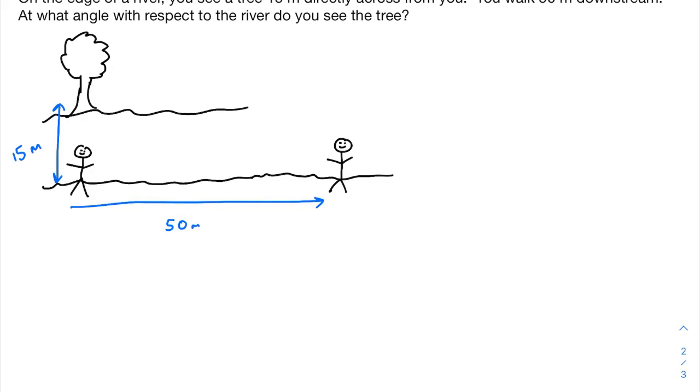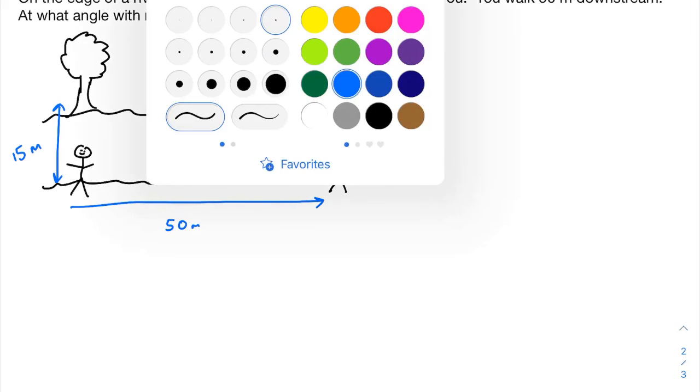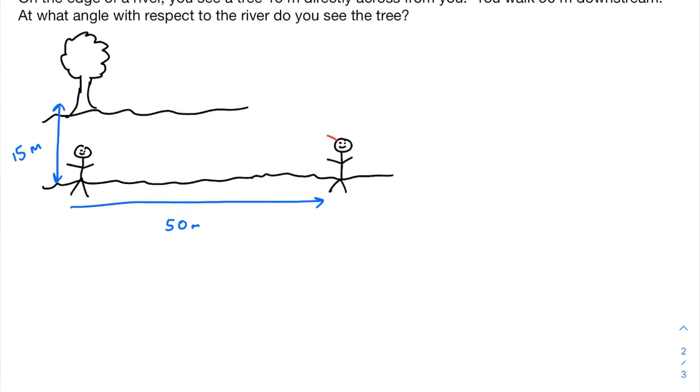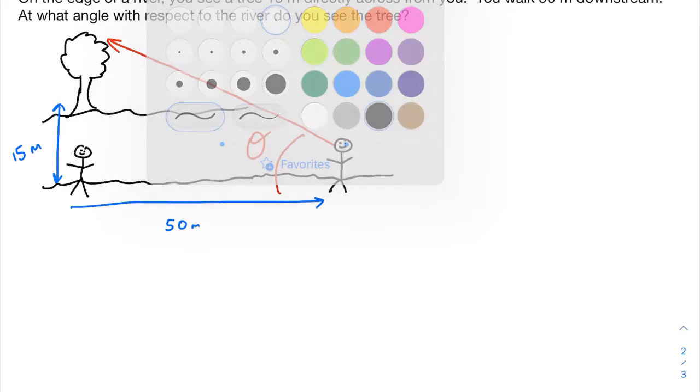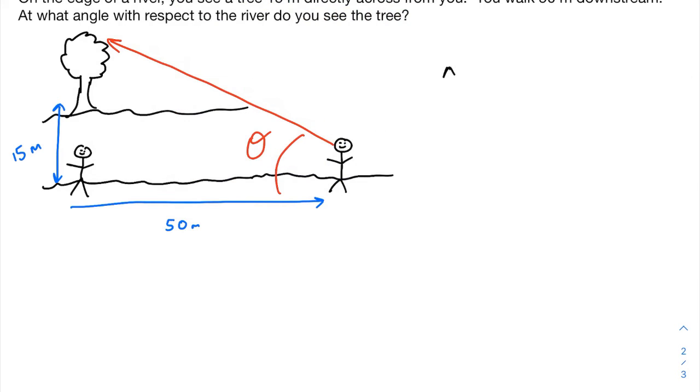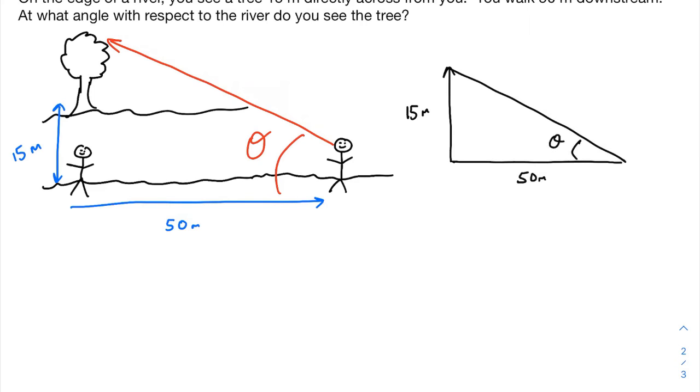And it says, at what angle with respect to the river do you see the tree? So if you think about your perspective, you are looking at the tree from this vantage point, and it wants to know the angle with respect to the river at which you see the tree. So it's actually wondering, what is this angle? We can think of this in terms of geometry: one side of my triangle is 15 meters, another side is 50 meters, and I'm trying to figure out this unknown.